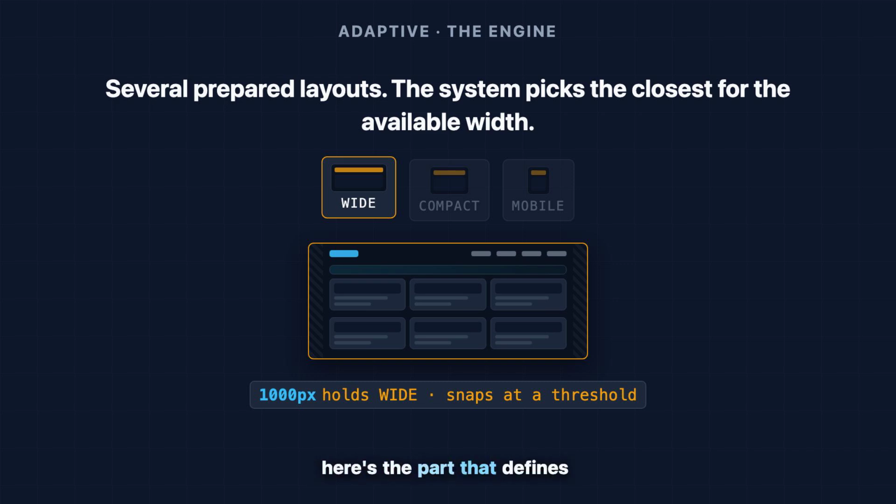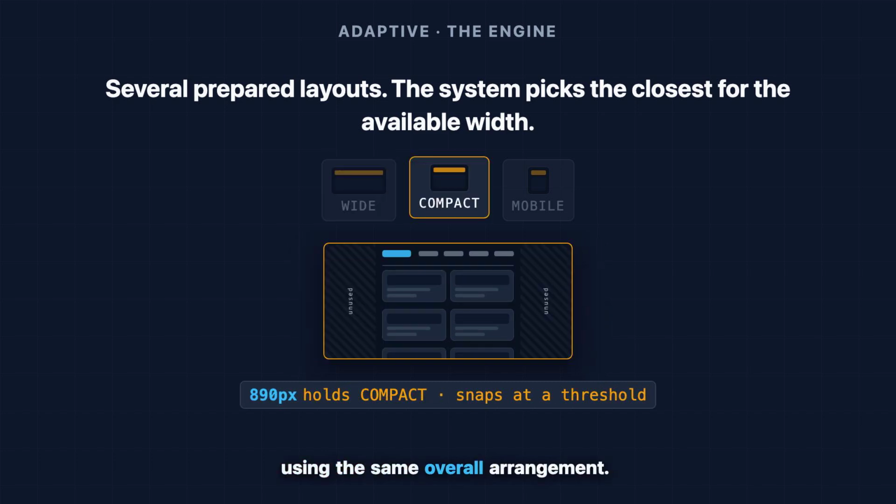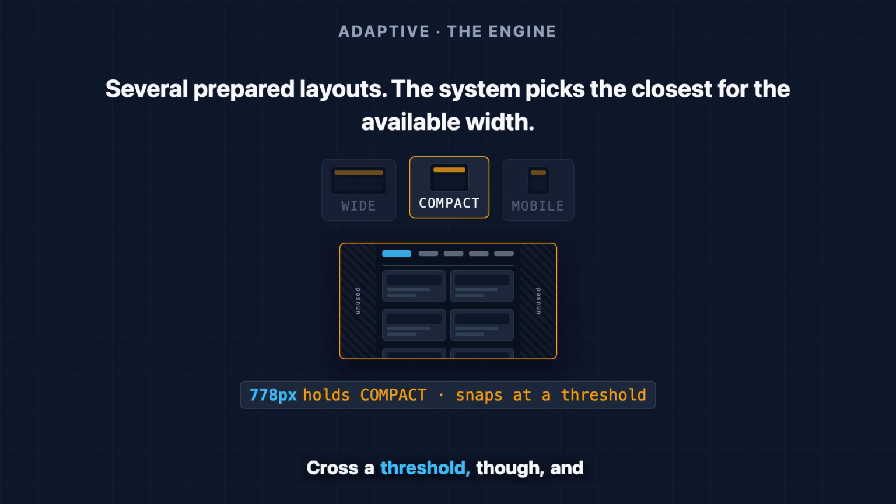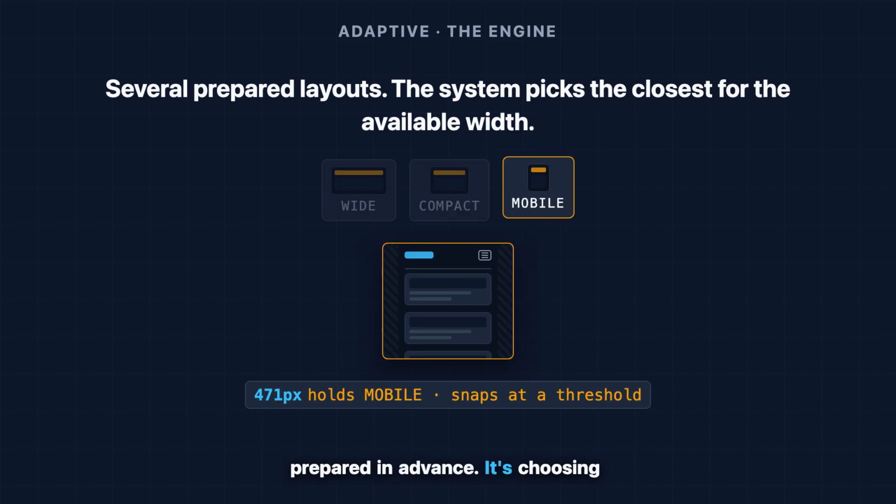And here's the part that defines it. Inside a range, it keeps using the same overall arrangement. Cross a threshold though, and it switches to another layout prepared in advance. It's choosing between arrangements that already existed, not bending one to fit.